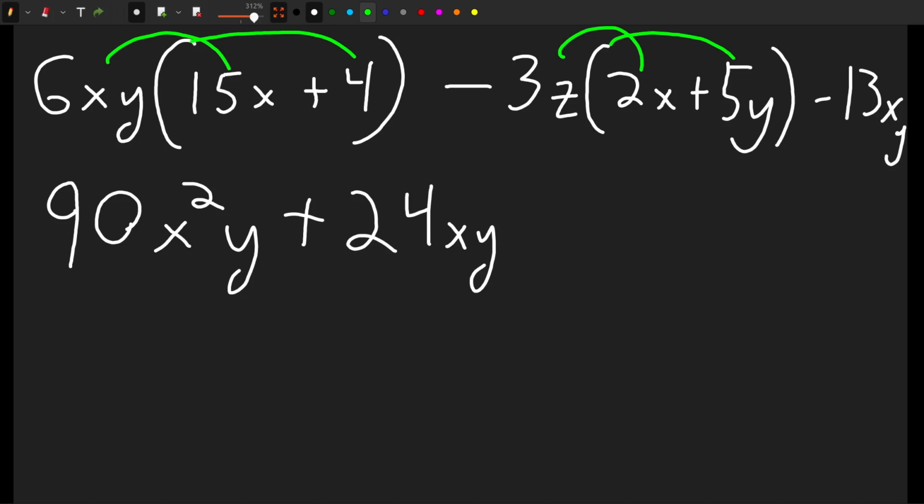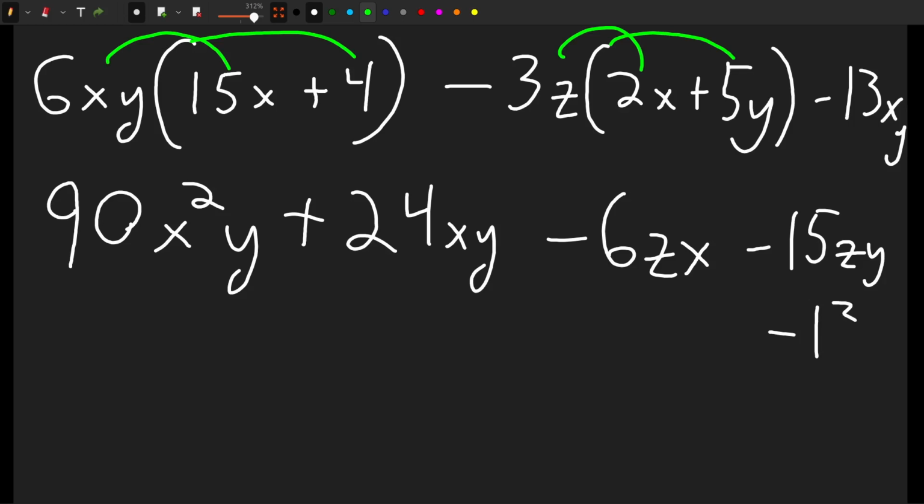In my next term, I have negative 3z times 2x, so that's going to get me minus 6zx, or you can say xz. Technically, either one works. In the next term, you're going to have negative 3z times 5y, so that'll get me minus 15zy. And then at the very end, we also have the minus 13xy.